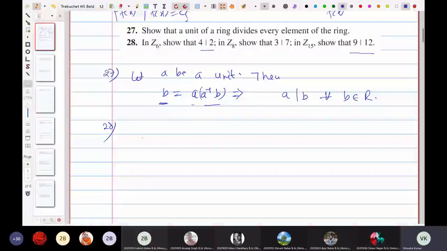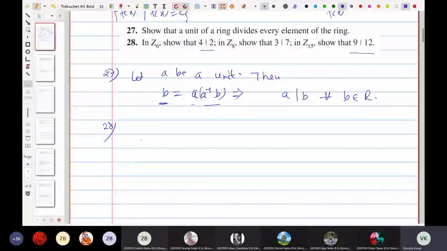So what you need to show? You need to find an element which is a unit, and then it will divide every element of the ring. Okay. So what are the units here in Z6? In Z6 we need to prove what? 4 is a unit. Okay. So that 4 divides 2. Very interesting. 4 divides 2.